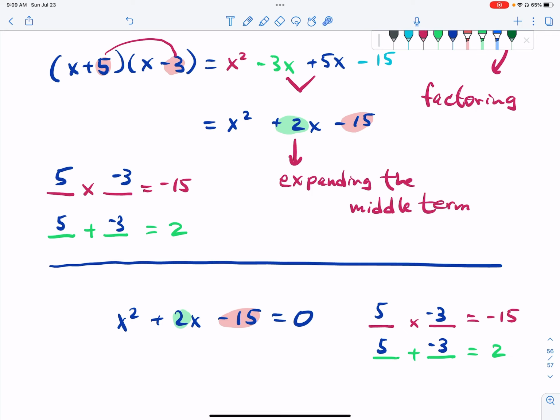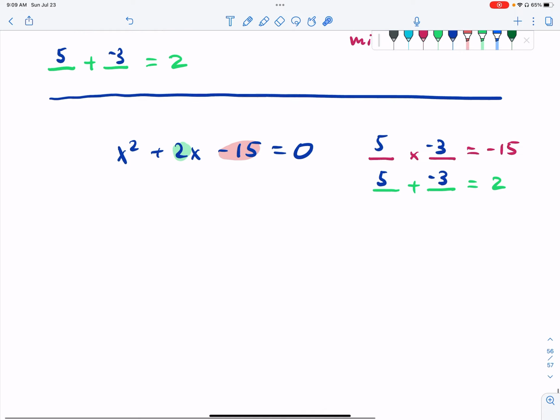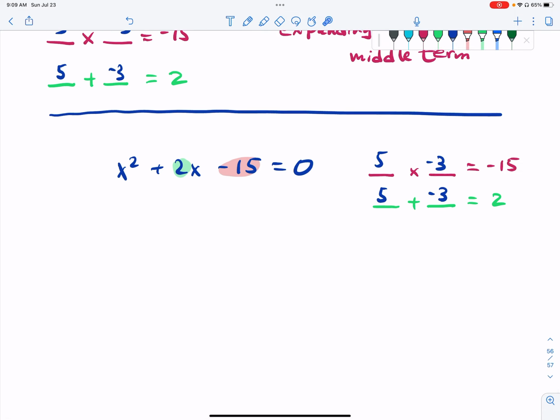The middle term was 2x, and we're going to expand it into those two special factors that we just found. And then we're going to do some factoring by grouping. Okay, so instead of having the 2x right here in the middle, I'm going to rewrite 2x using the 5 and the negative 3, and it really doesn't matter which one of these comes first. However, if only one of your factors is negative, I would suggest writing the negative one down first.